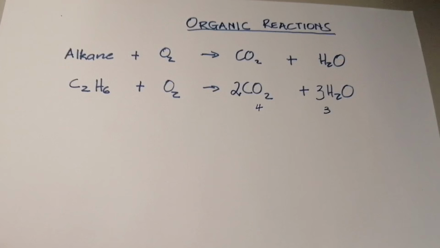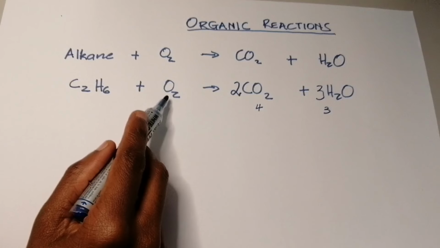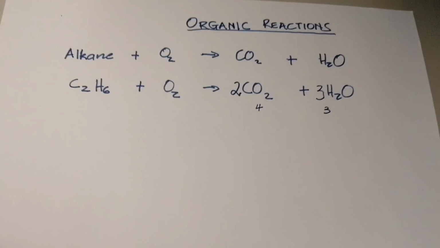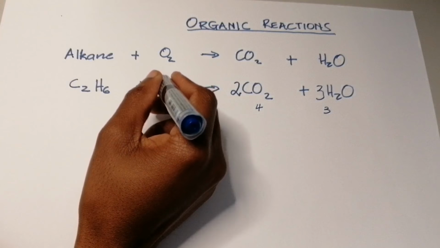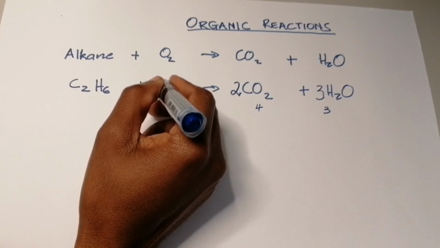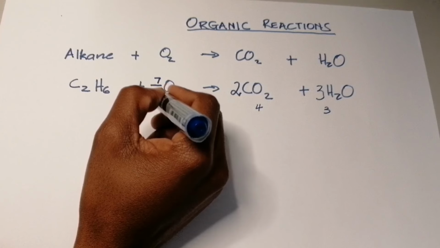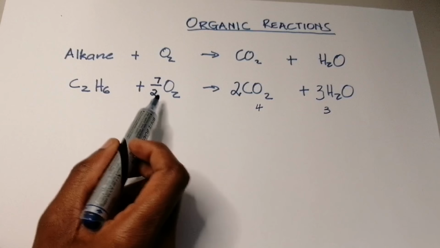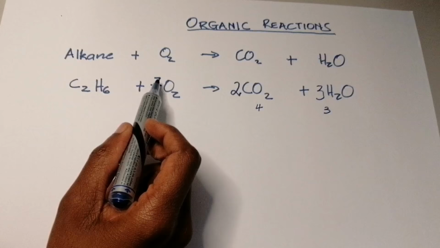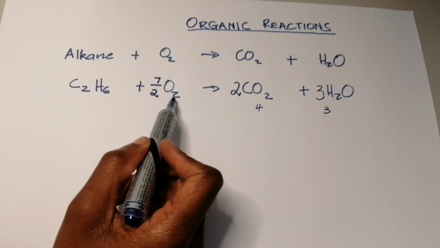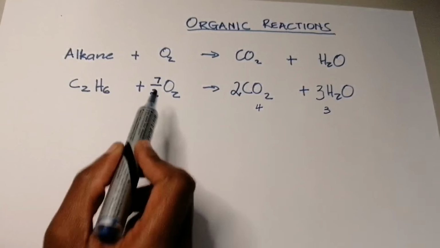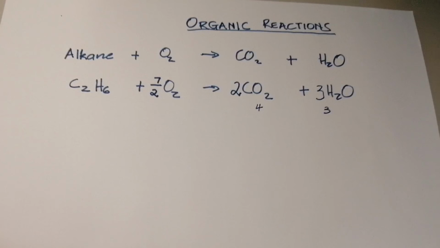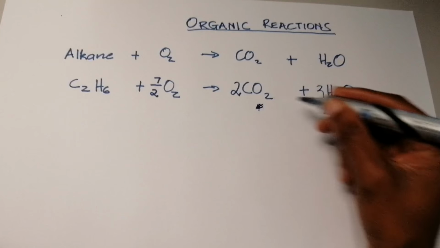Now I want you to look at this. On this side I've got 2, and on the right-hand side I've got 7. So what do I do? Please listen carefully. I'm just going to say 7 over 2, so that's 3.5. Now think about it. 7 over 2 times 2 gives me 7, isn't it? So now the number of oxygens on your left-hand side is equal to the number of oxygens on your right-hand side. Let me get rid of these.